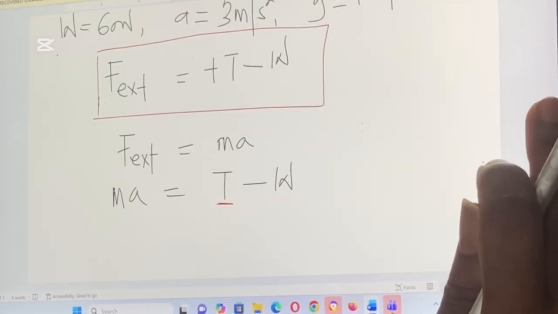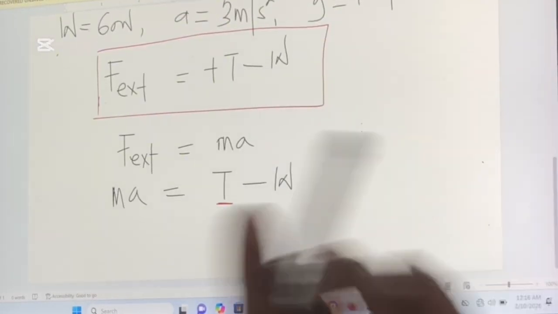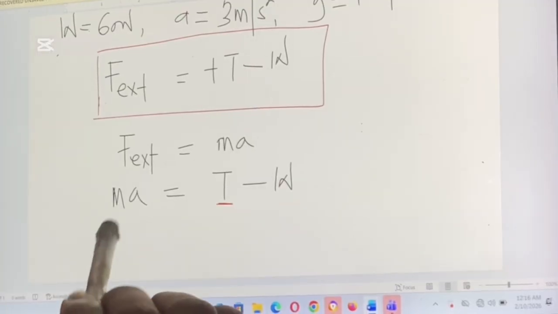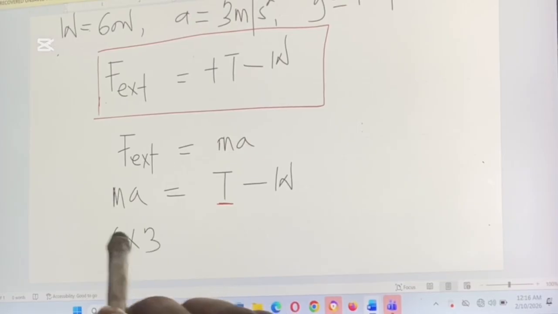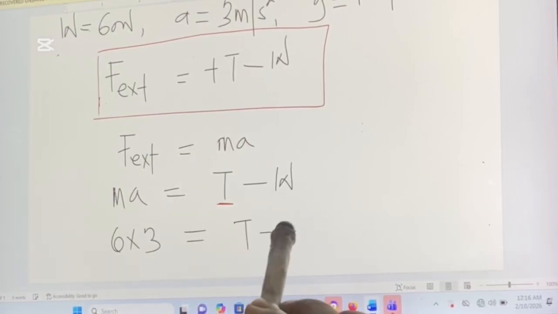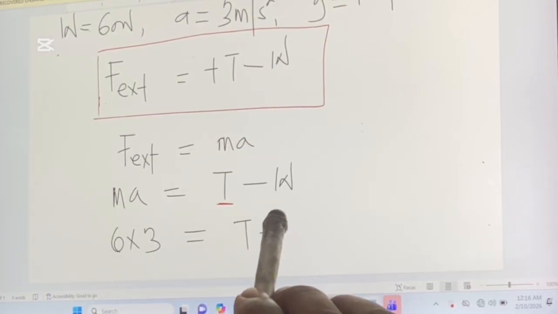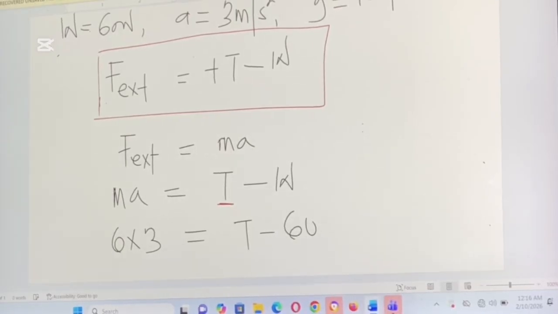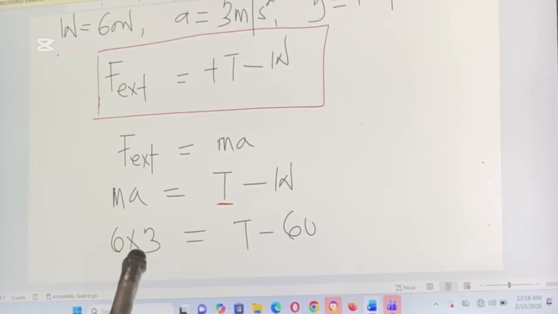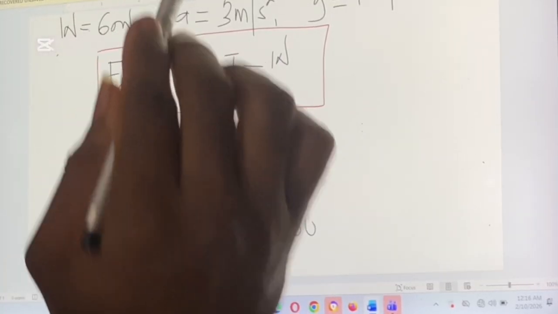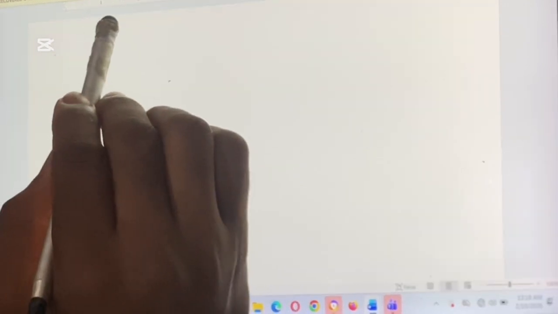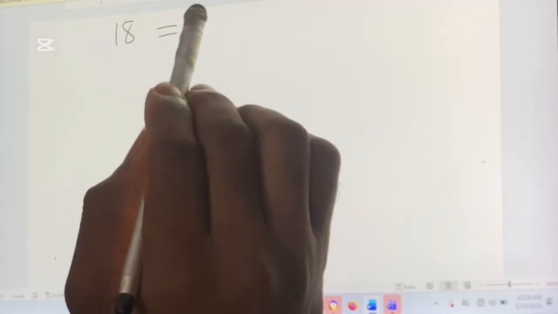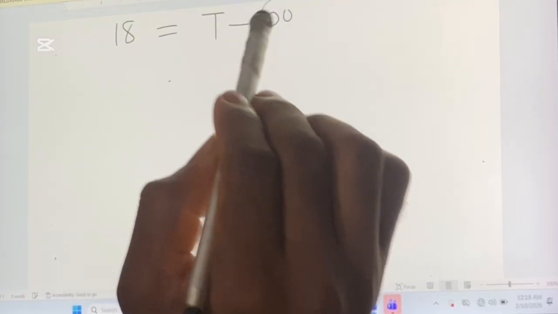So let's replace what is given to us here, class. Mass is given to us as 6 times acceleration, which is given to us as 3, is equal to T minus weight, which is given to us as 60. So 6 times 3 will give us 18 is equal to T minus 60.